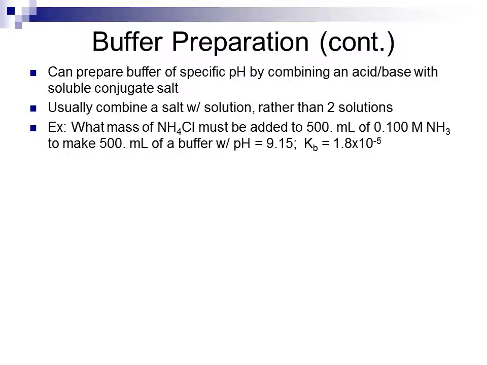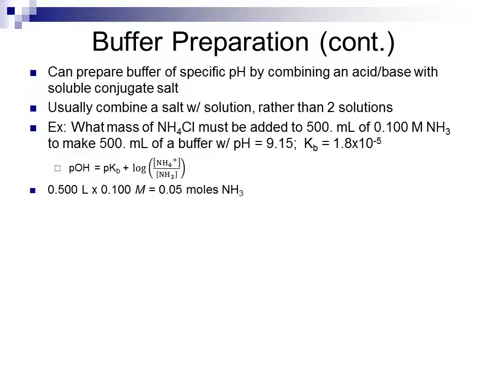So for example, what mass of ammonium chloride must be added to a 500 milliliter portion of a 0.1 molar ammonia solution to generate a buffer of 500 milliliters with a pH of 9.15, given the Kb at 1.8 times 10 to the negative 5. Our pOH is equal to our pKb plus our log of our ammonium over ammonia. 0.5 liters times 0.1 molar gives us 0.05 moles of ammonia. Our pOH is 14 minus the pH of 9.15, or 4.85.